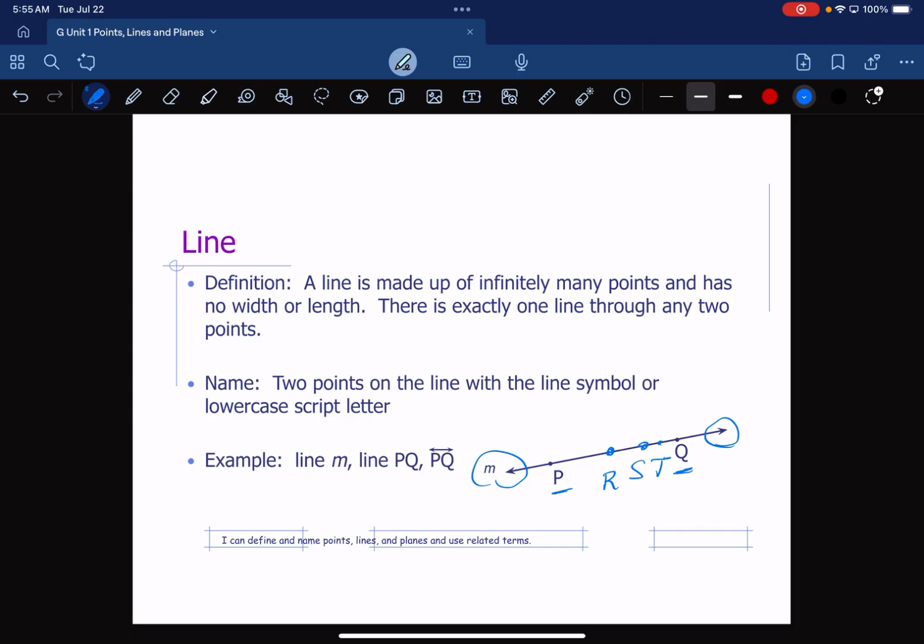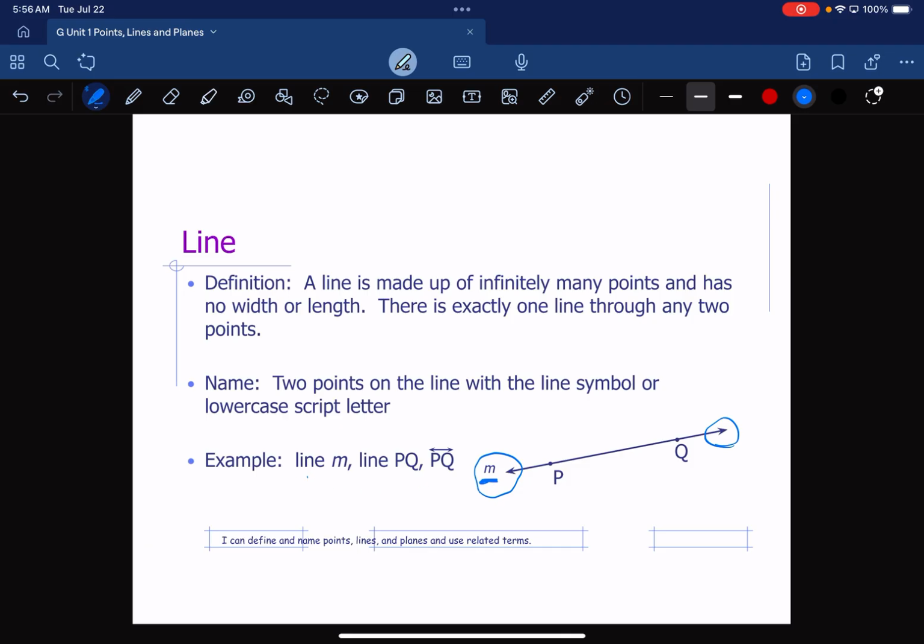So 2 points, how you name it. You can use 2 points that are on the line. Let me get rid of some of our points that we added here. So 2 points on this particular line that I placed were P and Q. So you can use those two with a symbol, or you can use a lowercase script letter. Notice this M out here on the end. This M is a lowercase script letter. And in order to use that for a line, it's got to be written out there by the arrowhead. So notice this is by the arrowhead there. And that indicates that it's the lowercase script letter for that.